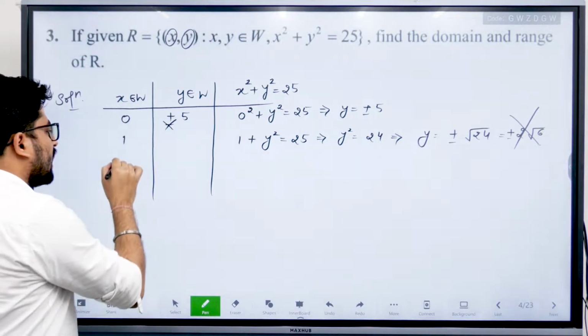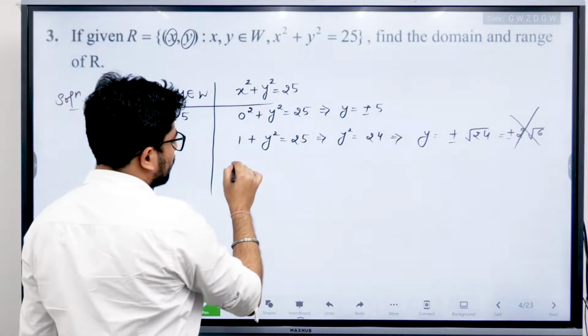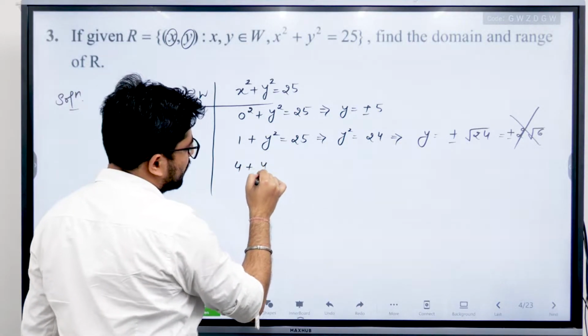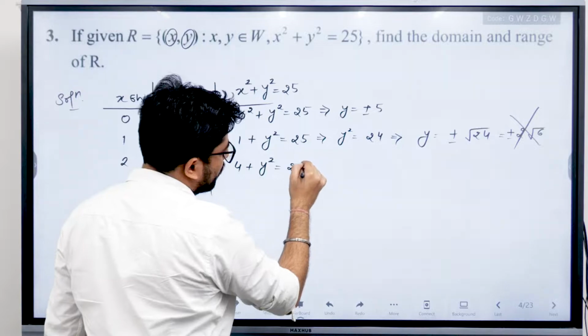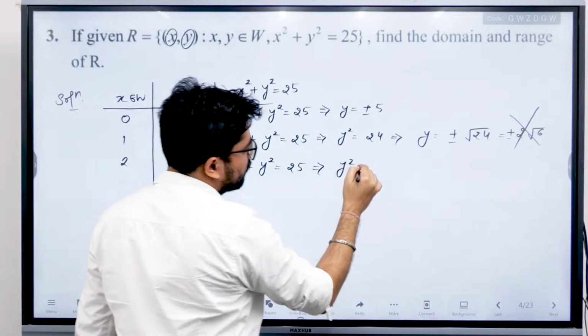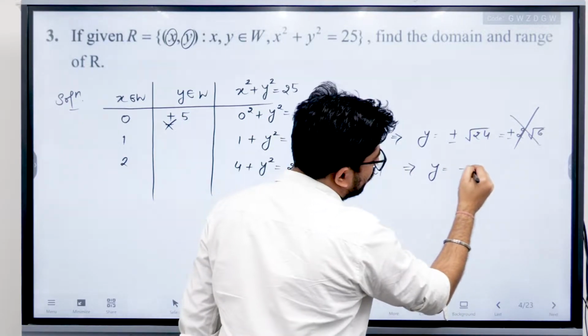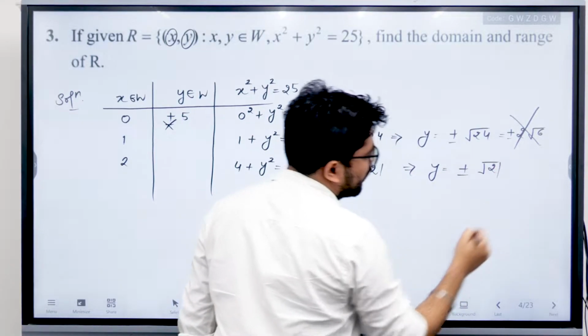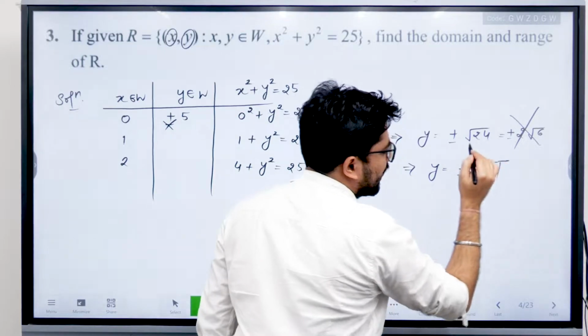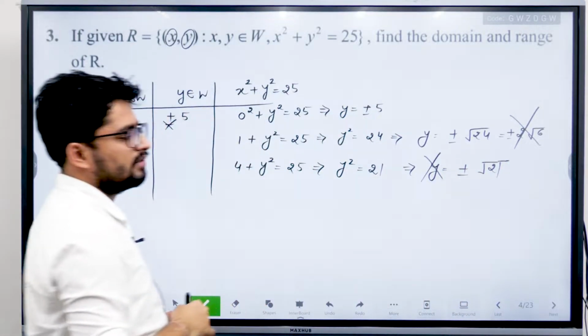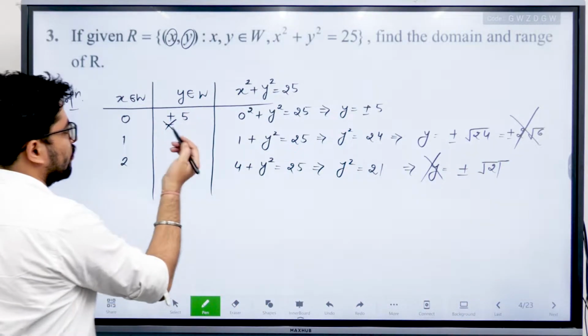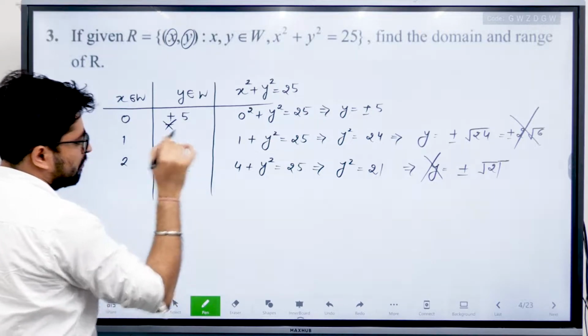And if x = 2, then 2² is 4, so 4 + y² = 25. From here, y² = 21, and y = ±√21. Again, sir, this is not a whole number, so there is no value of y. So here this is blank.